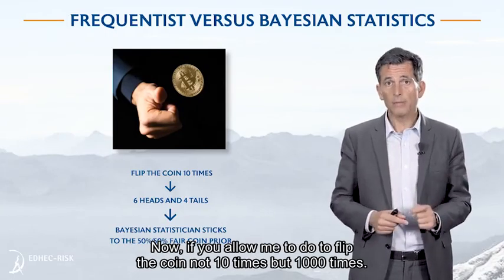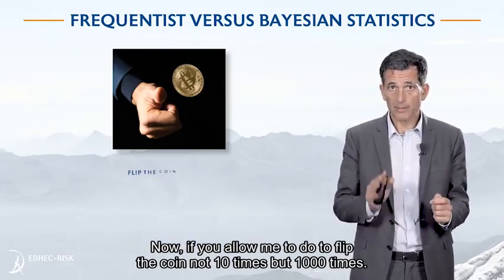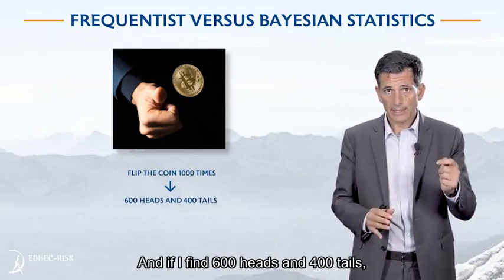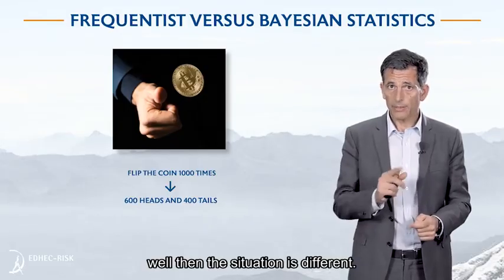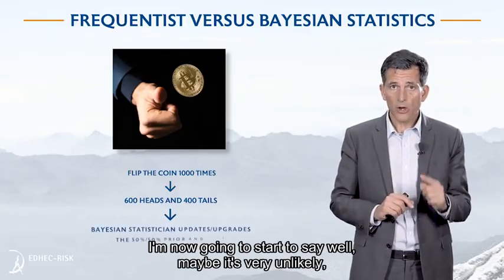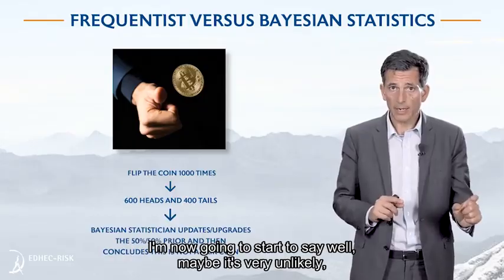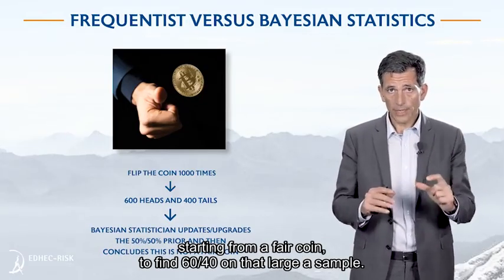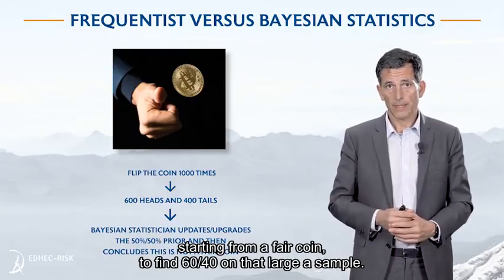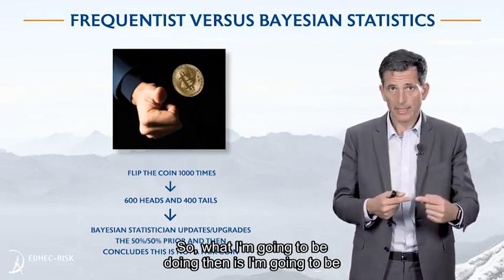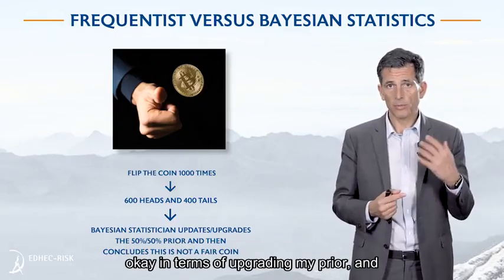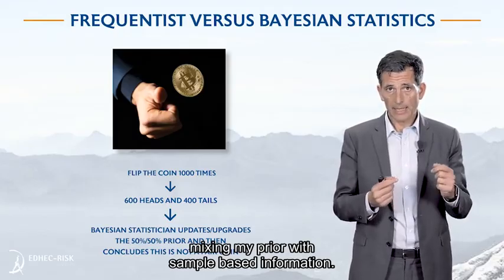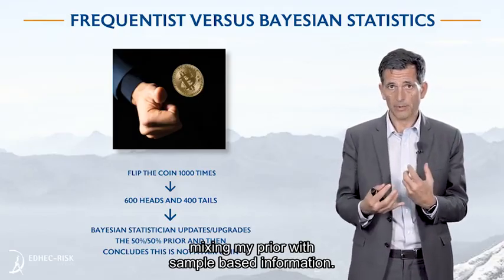Now, if you allow me to flip the coin not 10 times, but 1,000 times, and if I find 600 heads and 400 tails, well, then the situation is different. I'm now going to start to say, well, maybe it's very unlikely, starting from a fair coin, to find 60-40 on that large a sample. So what I'm going to be doing then is upgrading my prior and mixing my prior with sample-based information.